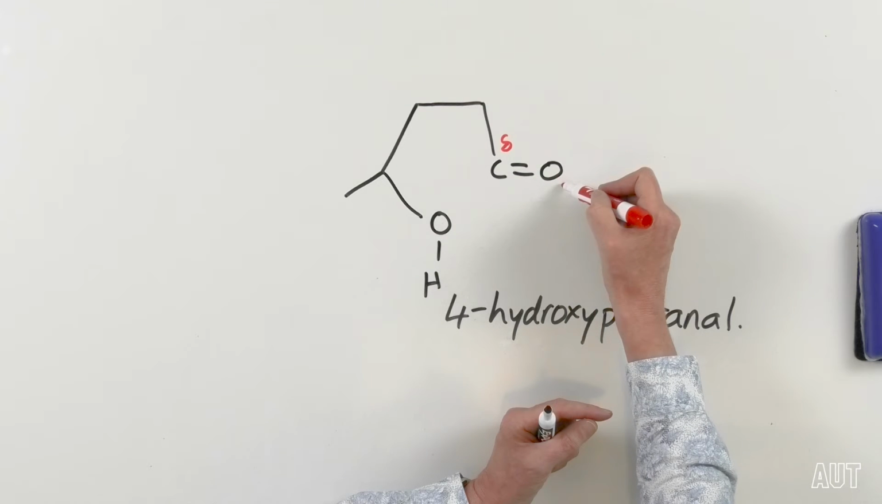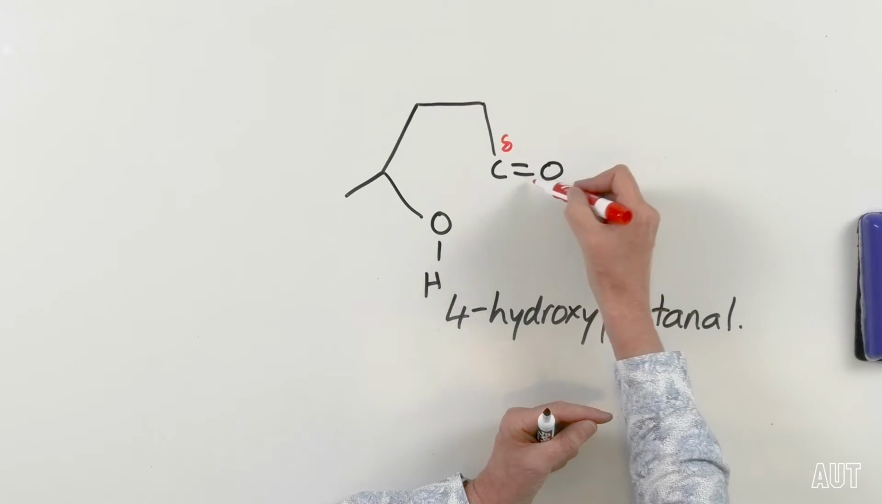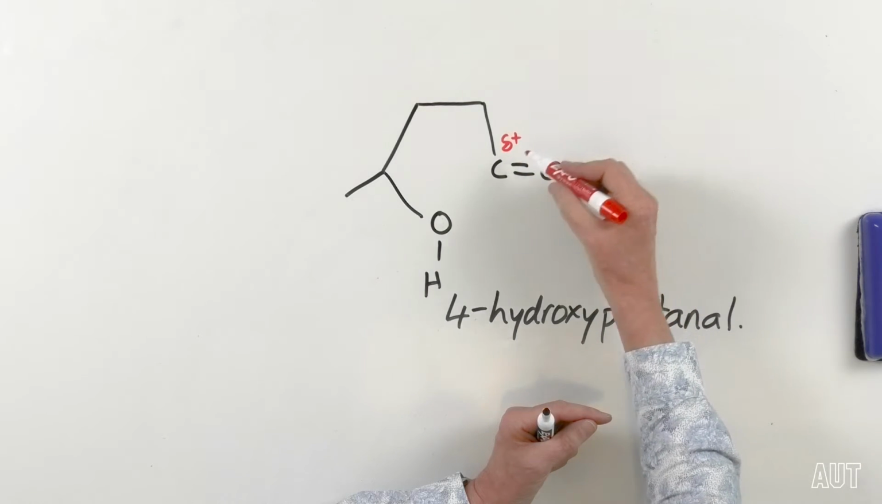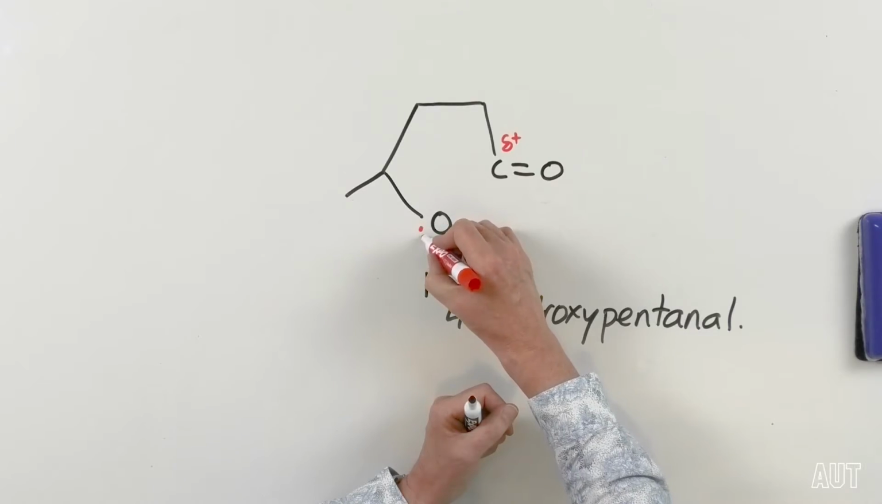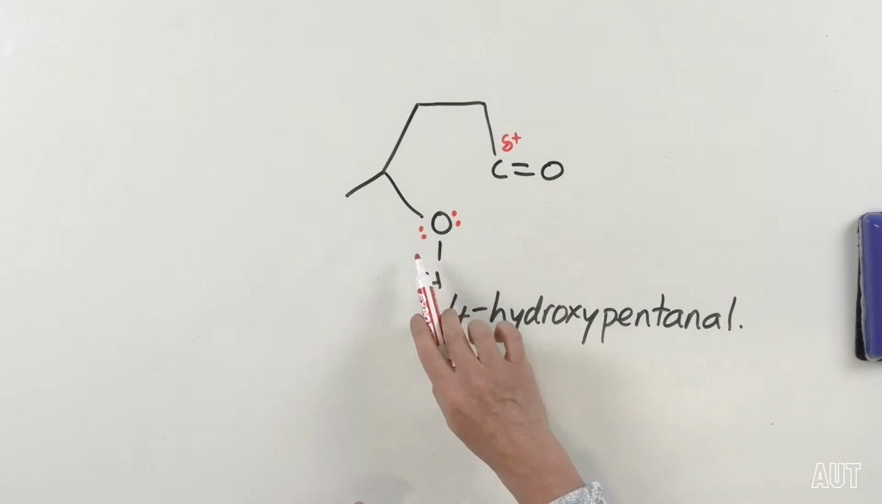So the oxygen is more electronegative than the carbon, so it's going to be pulling electrons towards itself, and that's going to make that carbon just a little bit positive, delta positive. Now, what have we got here? We've got an oxygen atom of an OH group, and it's got 2 lone pairs on it. Those lone pairs are what we call nucleophiles. We will come across them in later videos.